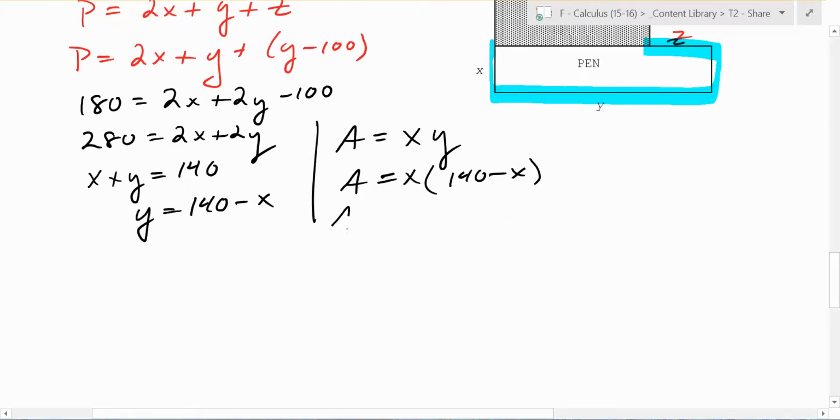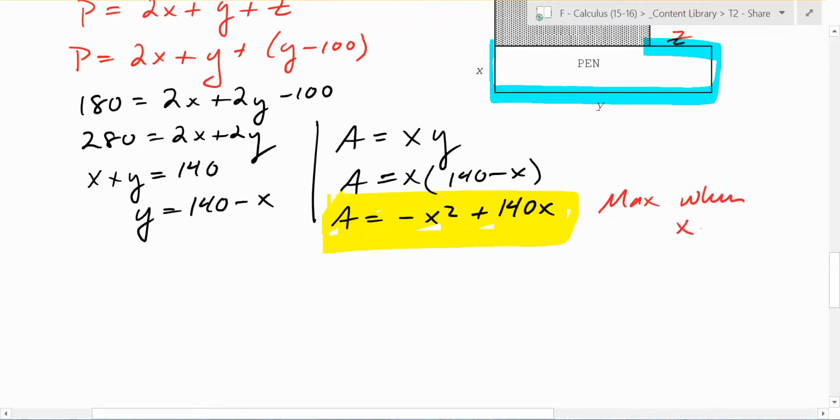So before we do any differentiation, we end up with negative x squared plus what? 140x. So this right here is the area function we're working with. What are we trying to find? We're trying to find the max when x is between what? 0 and 40. So many of you went to try to find the actual maximum.